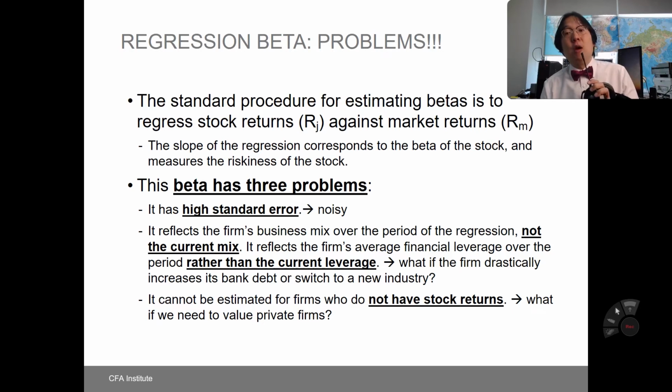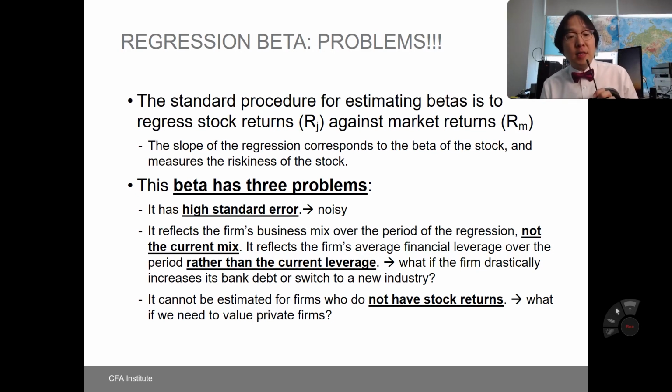Why? Because once a private equity firm takes over a company, they drastically change either the industry structure or the capital structure of the company they took over. So going forward, they need some forward-looking beta instead of regression betas. Private equity firms like Blackstone, KKR, they have to pay much more attention to something called bottom-up beta instead of regression beta.